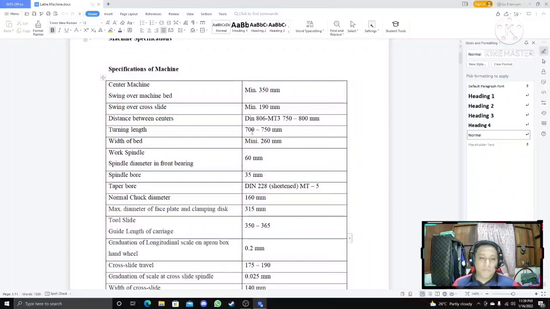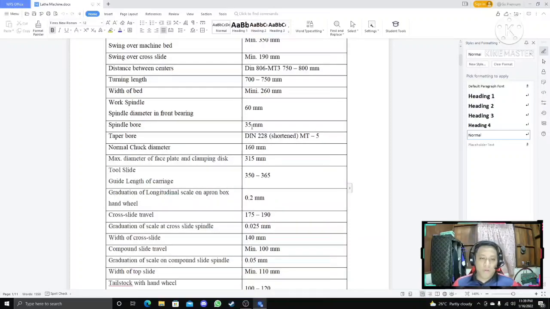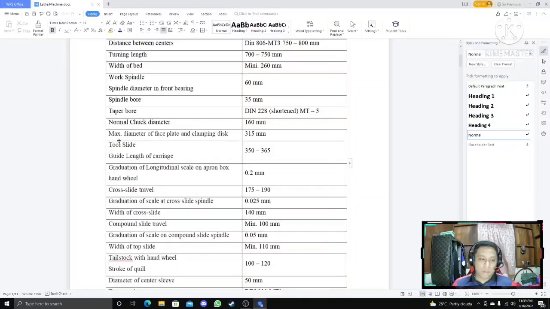Turning length 700 to 750. Width of bed minimum 260 mm. Work spindle: spindle diameter in front bearing 60 mm. Spindle bore 35 mm. Taper bore DIN 228, short taper MT5. Normal chuck diameter 160 mm. Maximum diameter of face plate and clamping disc 315 mm.